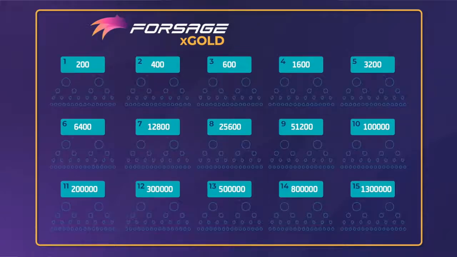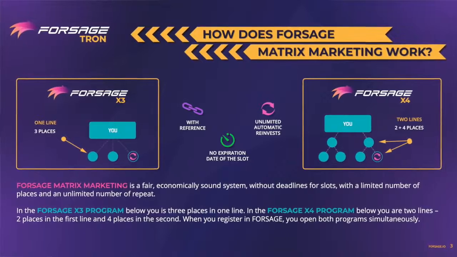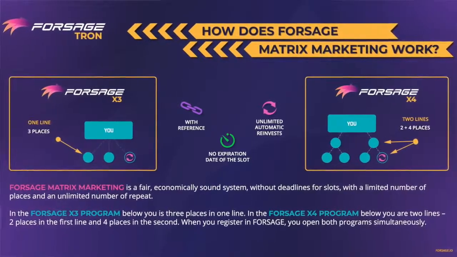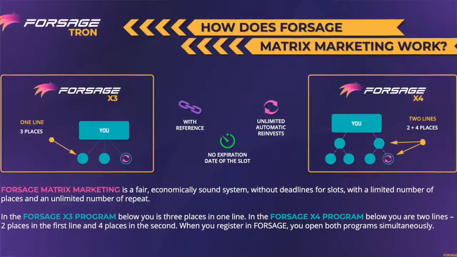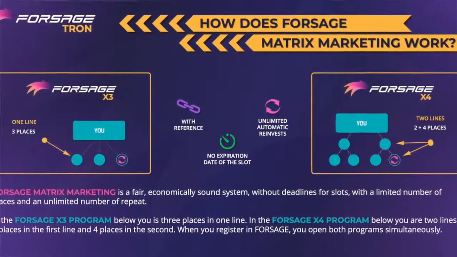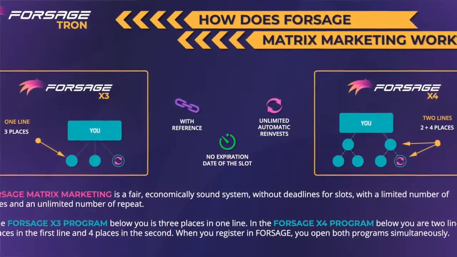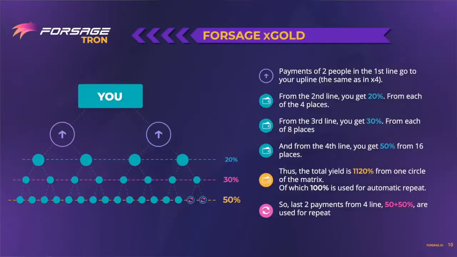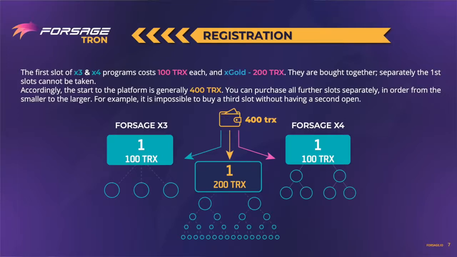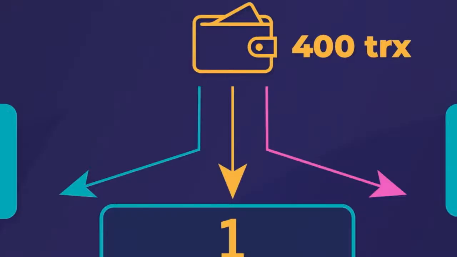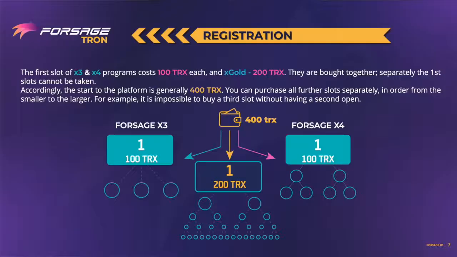If you join the marketing on Tron at the pre-launch, before the launch of xGold, then you need 200 trons for registration and only 2 programs are activated, X3 and X4. When xGold starts, those who connected at the pre-launch will first be given the opportunity to activate xGold. It will cost another 200 trons. Then there will be a full start, and entrance for everyone will cost 400 trons. And all 3 programs are activated at once.